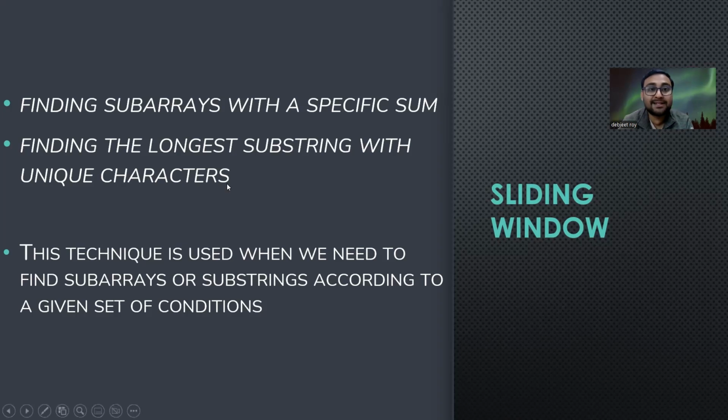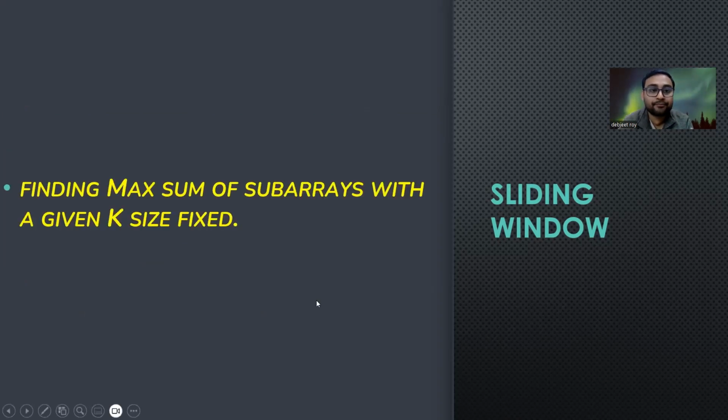So let's get started with some questions. This is the question that we'll be understanding with brute force approach and then through sliding window. Finding the maximum sum of a subarray with a given fixed size k. Some k size is given to us, which is a fixed size, let's suppose 5 or 6, and based upon that, we need to find the maximum sum of that subarray.